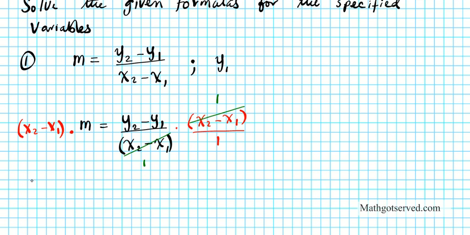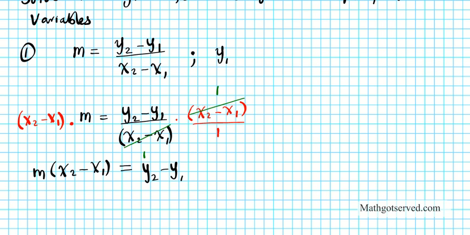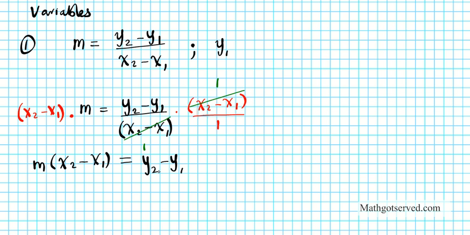I can put the m first. m times x2 minus x1 equals y2 minus y1. Okay? So the goal is to isolate y1. So I need to get rid of this y2 right here. So to do that, I'll just subtract y2 from both sides.